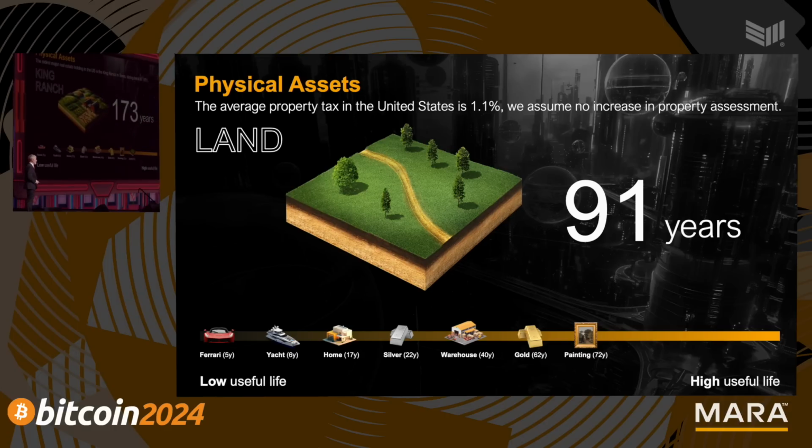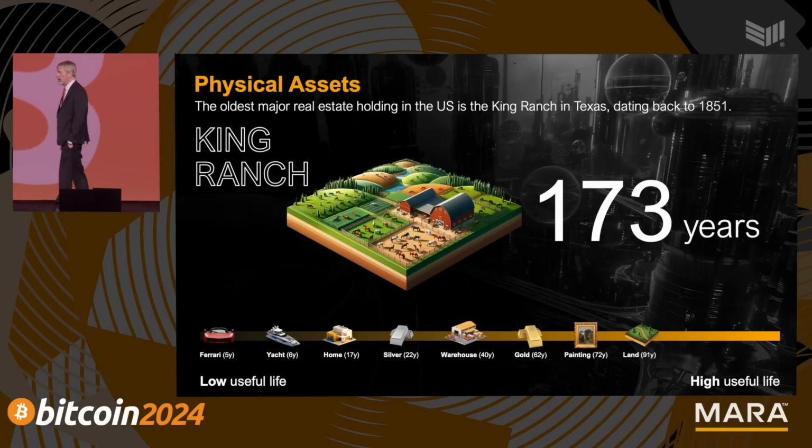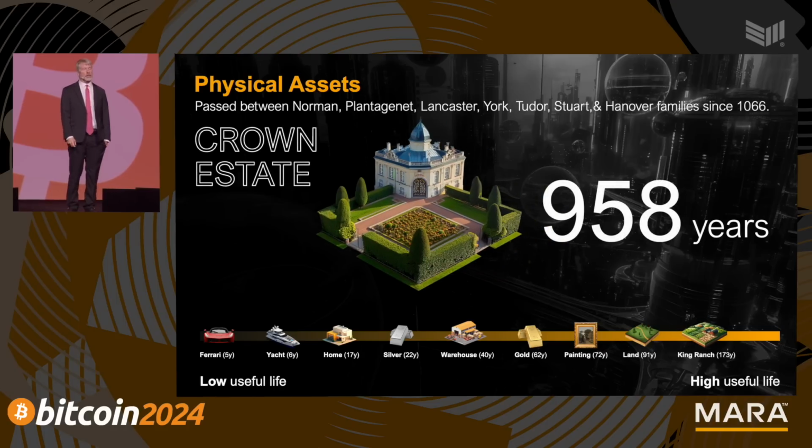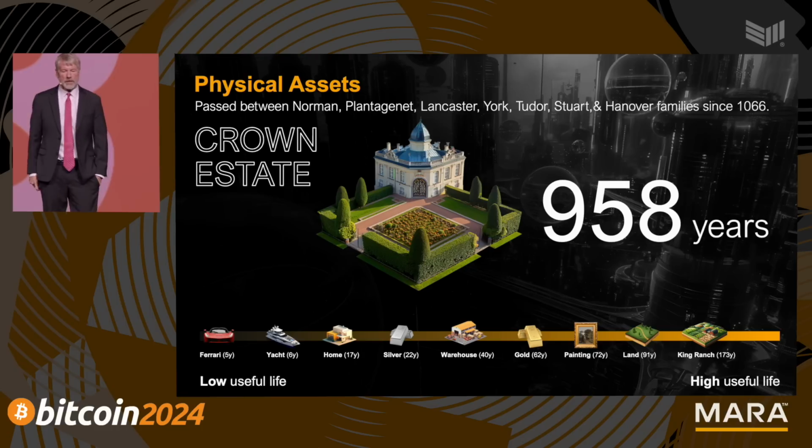The oldest family ranch in the United States is King Ranch. They made it 173 years. Every other family in the country failed. And here's the longest held property, the Crown Estate in the United Kingdom. You could say the royal family held it since 1066, but on the other hand, it passed from the Plantagenets to the Stuarts through the Lancasters and the Yorks and eventually found its way to the Hanover family. And so maybe 7 different families split that. None of them got to take it with them.